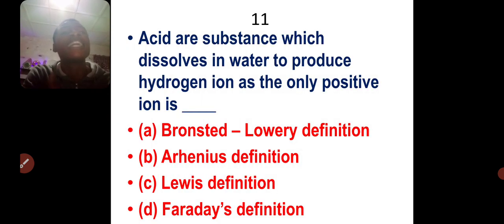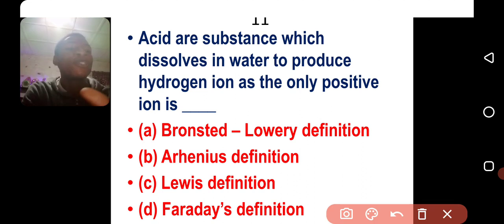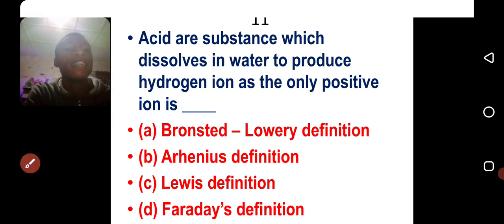Number 11, an acid that, when dissolved in water, produces hydrogen ion as the only positive ion. This definition is a definition by who? Is it the Bronsted-Lowry theory? Is it the Arrhenius definition? Is it the Lewis definition? Is it Faraday's definition? It should be Bronsted-Lowry; the H is not in Lowry. So take note of that. Which of these definitions relates to the question that we have there?